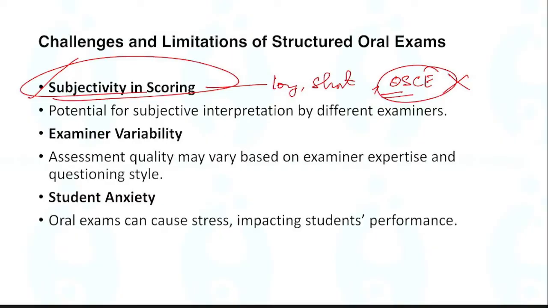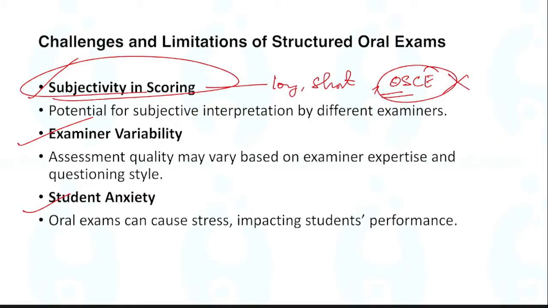Next, examiner variability. The effectiveness of this oral exam will depend on the examiner's expertise. If the examiner is expert enough and their questioning style is good, then the assessment is effective. If the examiner has less knowledge about the subject matter or specific condition, that will lead to a different kind of output. So the caliber of the examiner has to be ensured. Before going into an examiner role, their caliber has to be understood and assessed, and only then can they act as an examiner. Next one is student anxiety.